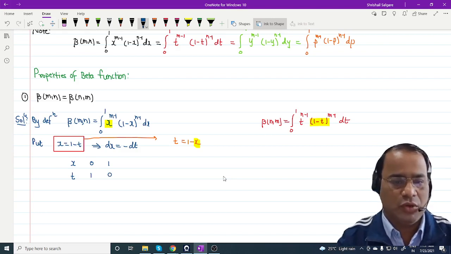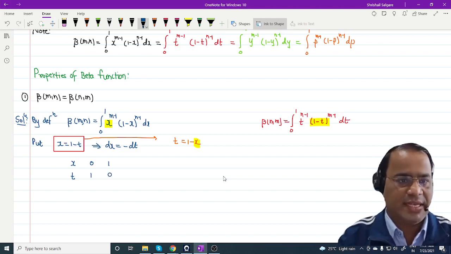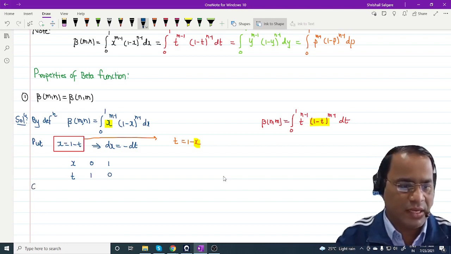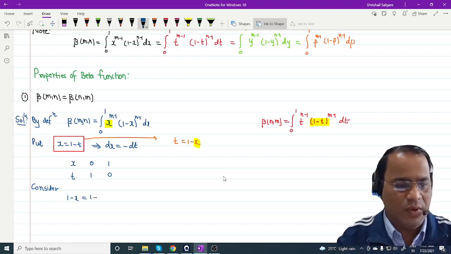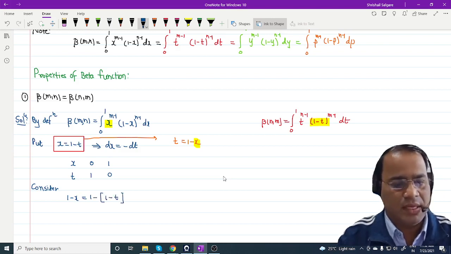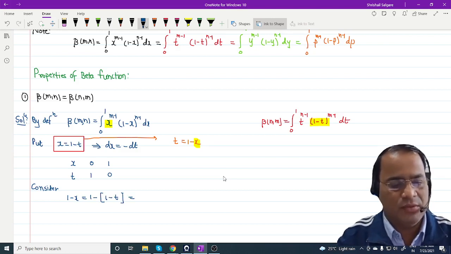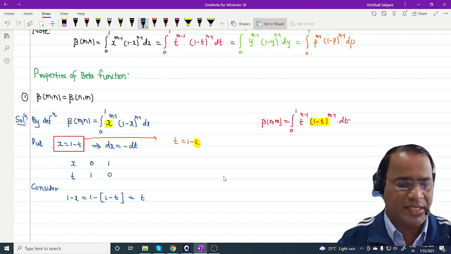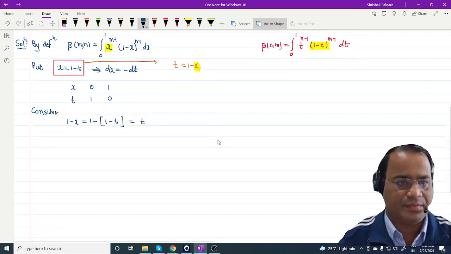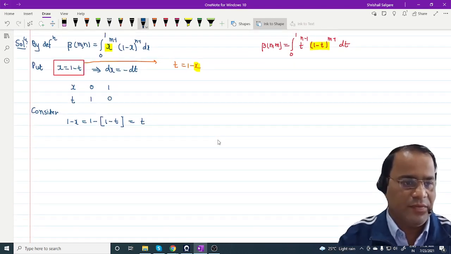So further we require the 1 minus x factor, that I will calculate. Consider this 1 minus x, that means 1 minus, the value of x is 1 minus t. If you simplify, 1 and minus 1 get cancelled, t and minus t, it becomes t. Is it correct? Therefore, if required, you can write the table here in the table form. These are the limits.